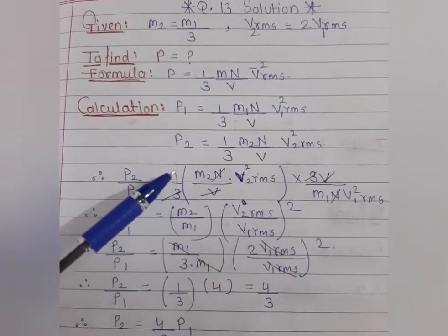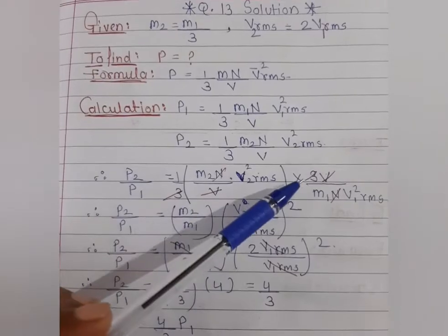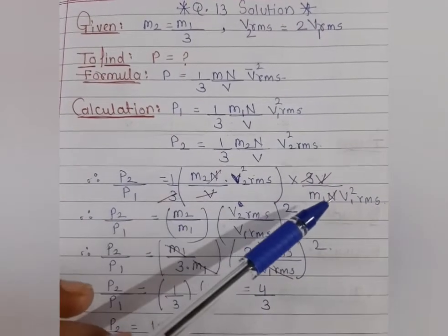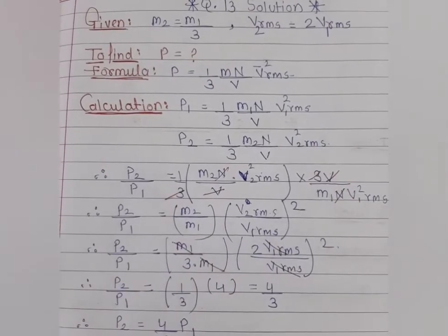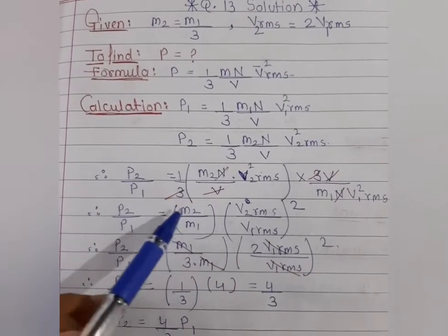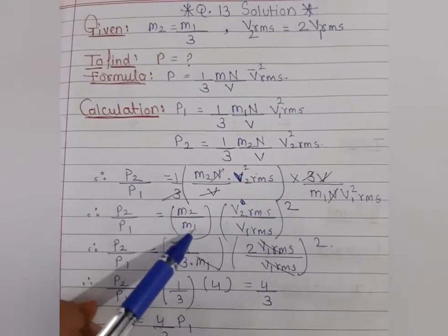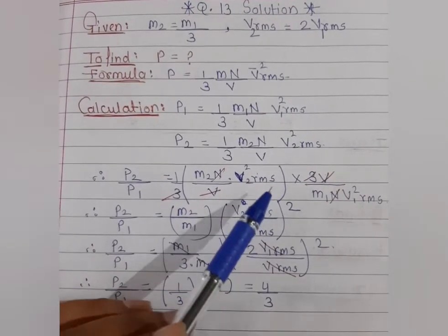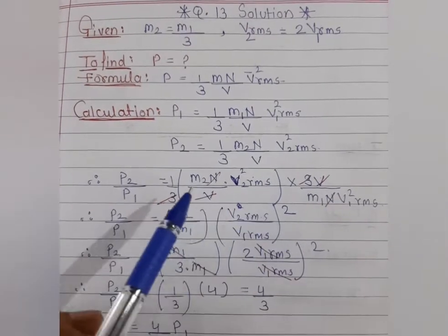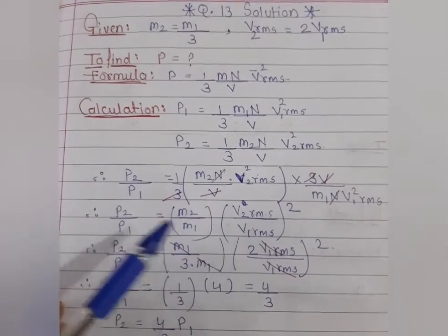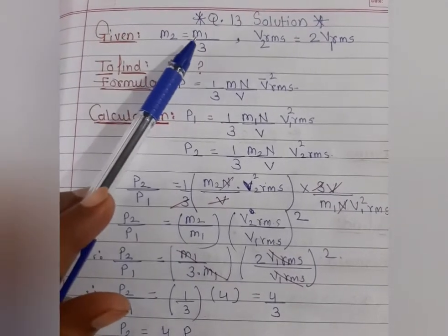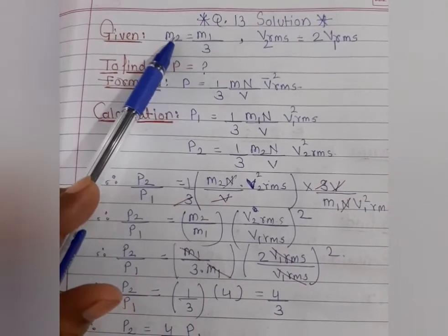So let's cancel out the constant terms: 3 gets cancelled out, V gets cancelled out, and n gets cancelled out. The remaining term is the ratio P2 upon P1 is M2 upon M1 into V2 RMS square upon V1 RMS square. We can take the whole square because the ratio of the square is constant here, so power is constant here. So M2 as it is, or in the place of M1 we can take twice the M2.